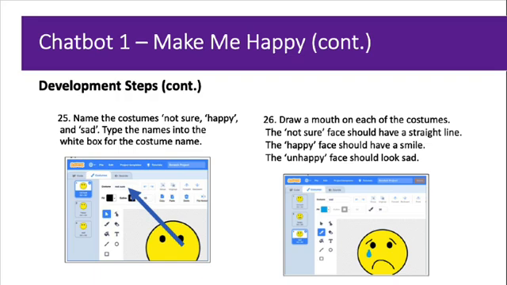26. Draw a mouth on each of the costumes. The Not Sure face should have a straight line. The happy face should have a smile. The unhappy face should look sad.